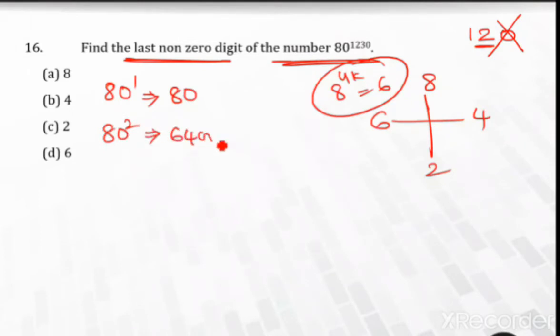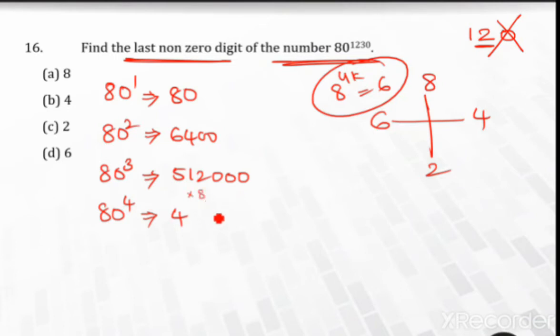6400. What about 80 cube? 8 cube is 512. Correct. 8 cube is 512 and we have to add 3 zeros. Now what about 80 power 4? 8 power 4 is 4096. Correct.